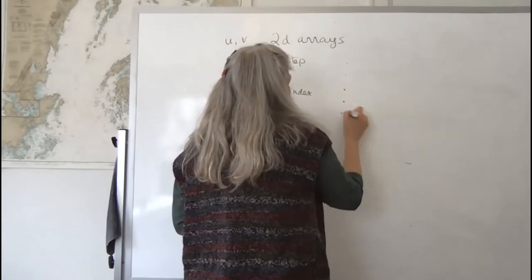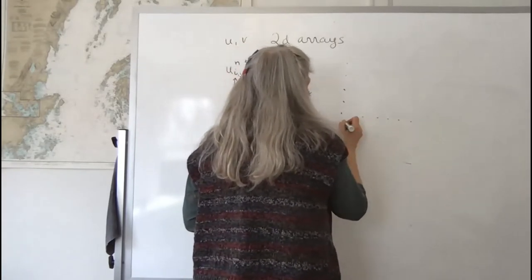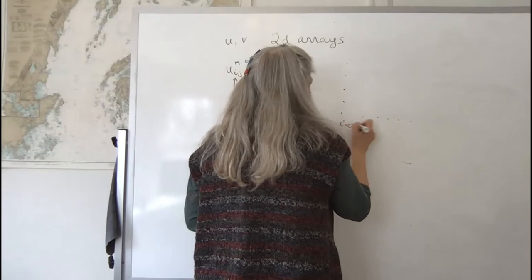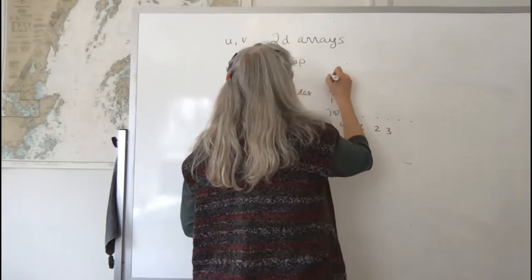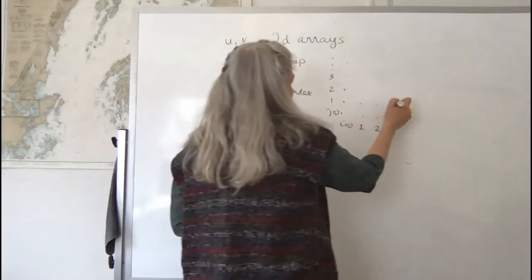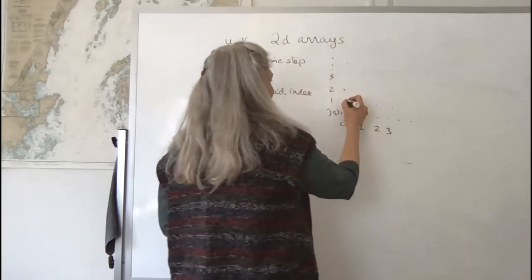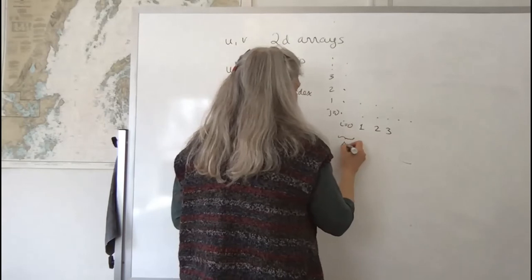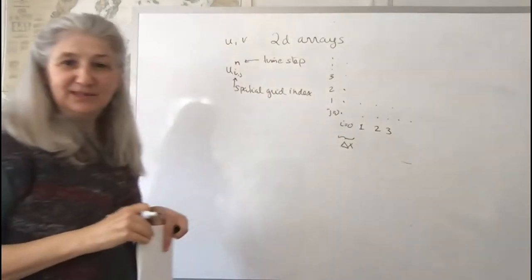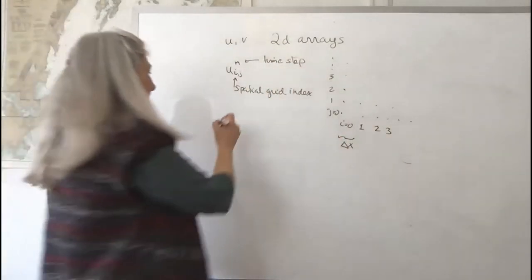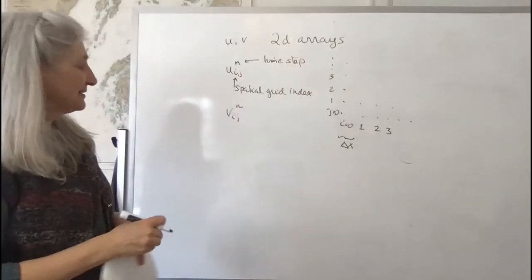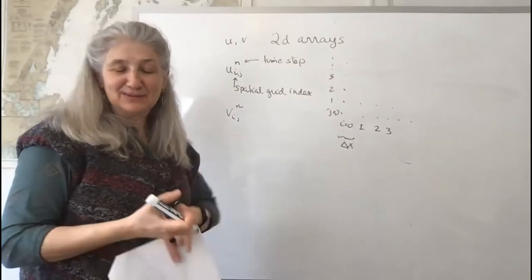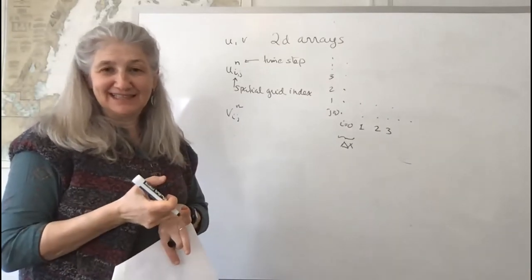So if I think about a spatial grid like this, i equals 0, 1, 2, 3, and then j equals 0, 1, 2, 3, etc. like that. And then there's some spacing here. So the spatial spacing delta x between grid points. And we have the same thing for V. Okay, so that's how we're going to discretize. So we're discretizing in space and discretizing in time.